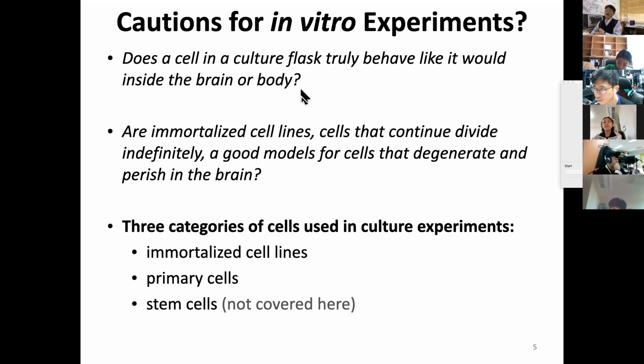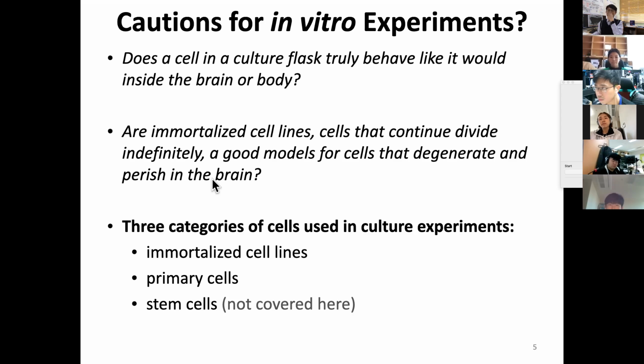Another aspect of the cell itself that we have to ask ourselves is: are they immortalized cell lines? I said cell lines. That is, cells that continue to divide indefinitely. That's why we call it a line. It is a good model for cells that degenerate and perish in the brain. So this is about the eligibility of the cell itself.